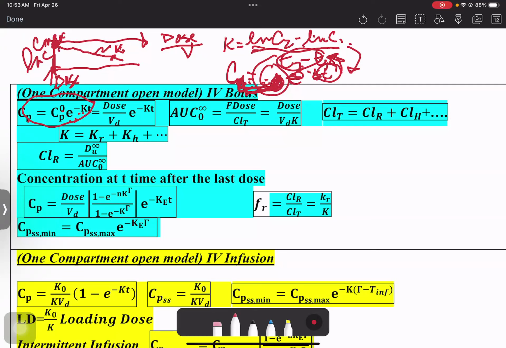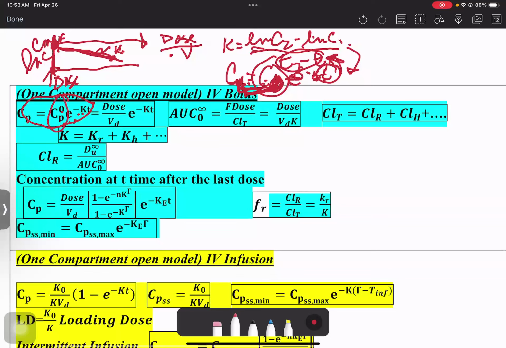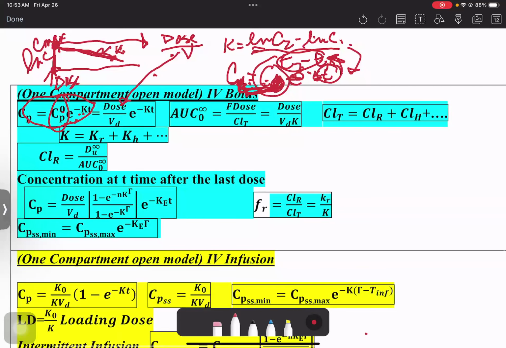As long as you're not giving drug, this always describes those concentrations. So you can't be giving an infusion. You can't be giving an oral drug because you could still be absorbing drug, right? Then we also know that this C0 is the same thing as dose over volume. So this is just this same equation, only saying dose over volume times e to the negative Kt.